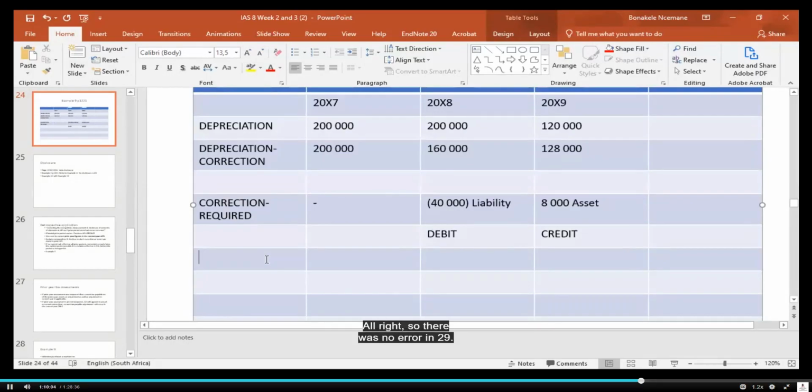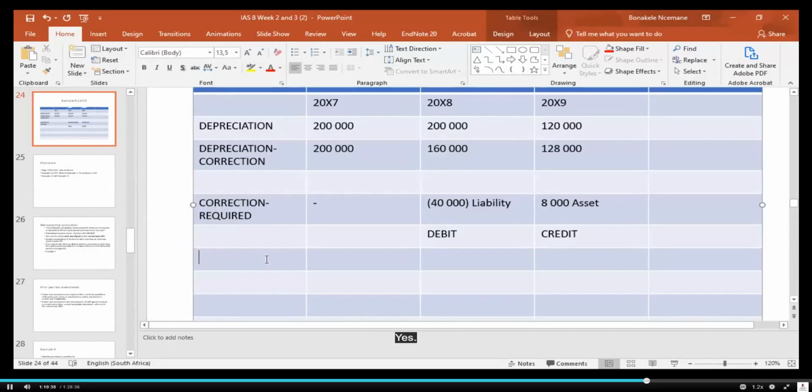All right, so there was no error in 20X7. So there is no prior period adjustment that should be made, because both the depreciation that was recorded in that year and the correction were 200,000. Where we had an error was 20X8. 20X8 had an error of 40,000. We all agree, right?